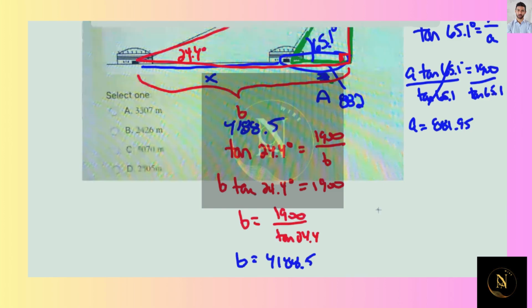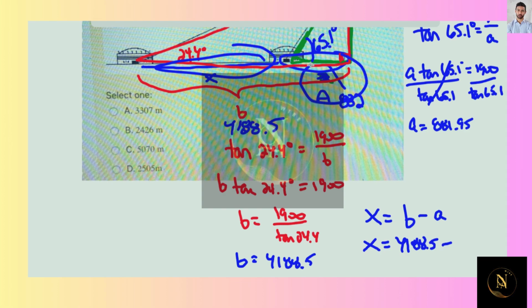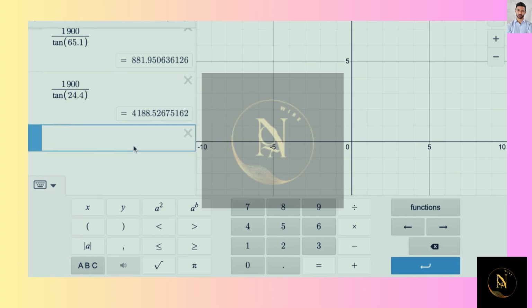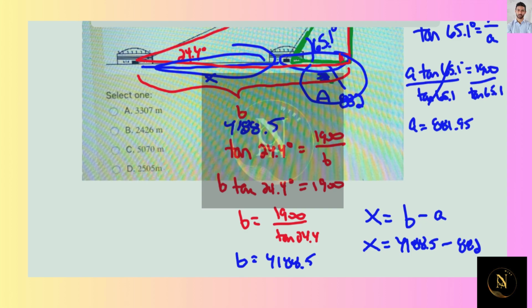And so x would be equal to the whole thing, B, minus the partial, A. This part would be the 4188.5 minus the 882, or about 3306 or 3307, choice A.